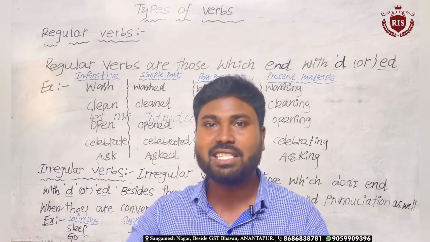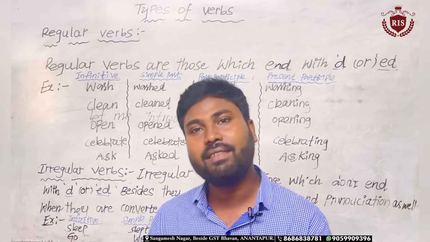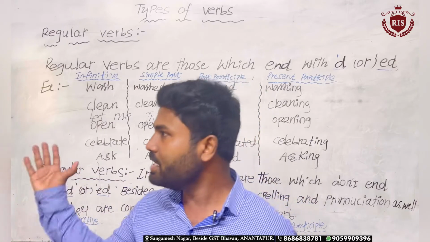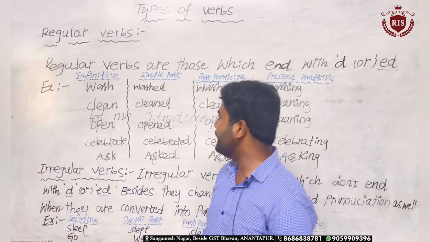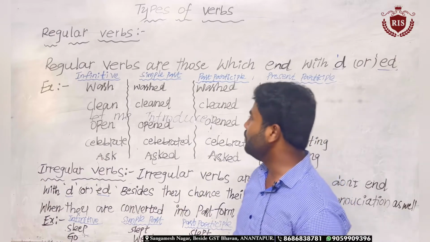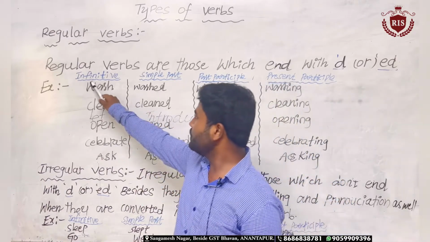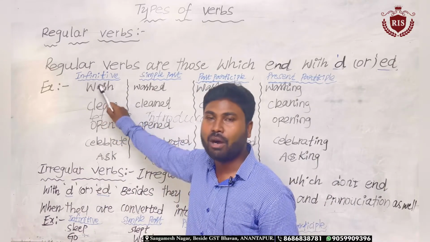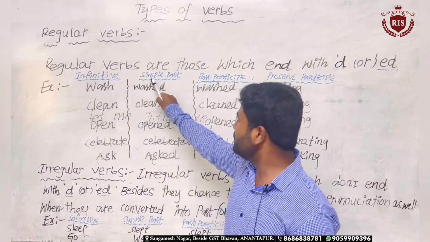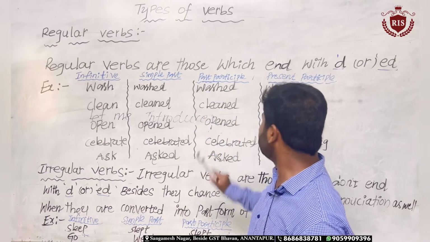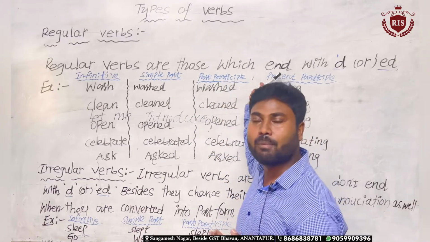So when we change them into the past tense, if they end with D or ED, we consider them as regular verbs. So examples, let us see. You will get an idea what is a regular verb. Look at this. Let us take the example wash. So this is the infinitive form of the verb, and this is the simple past, past participle and present participle.